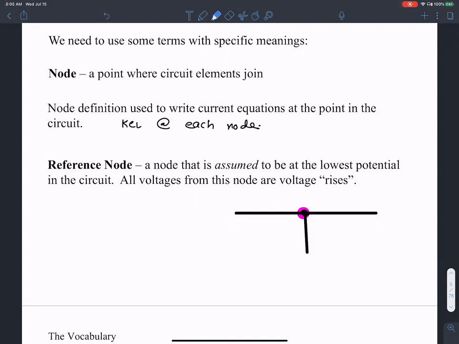Okay, one of the other definitions that is very, very important is the definition of a reference node. Reference node is just my term. It's a node that is assumed to be at the lowest potential. Okay, and the voltages of every other node are defined with respect to the reference node. I'll not elaborate on that right now. For now, I'll just mention that it is used as a reference, and the voltages at all other nodes are with reference to this node. It's also called ground sometimes. And I'll show it to you in action.